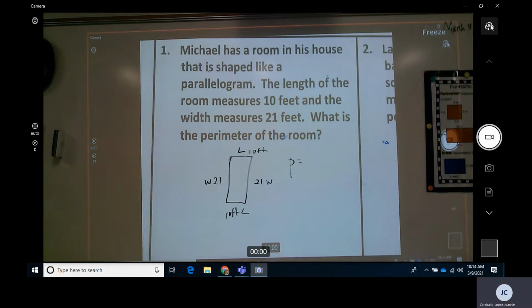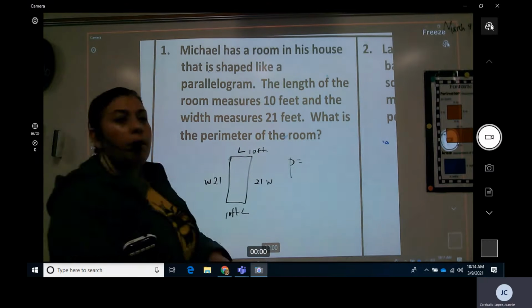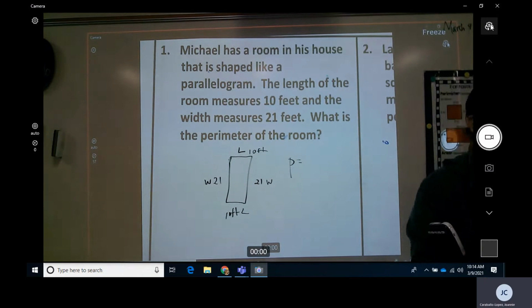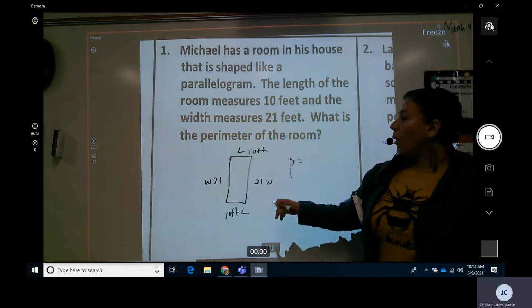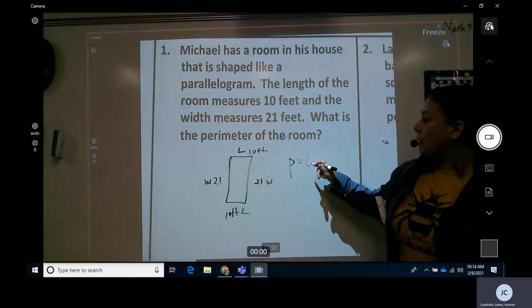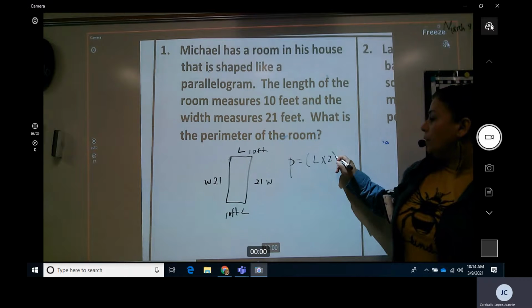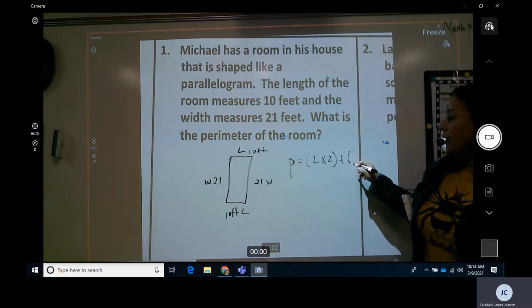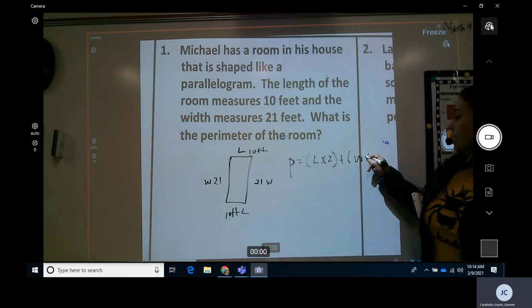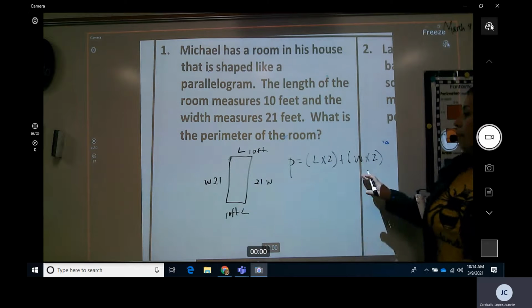All right, do we have an answer? Yes. What's my perimeter? 52. All right, so what did I have to do here, guys? I had to add, right? But let me show you something about the distributive property of multiplication. When we're talking about the distributive property of multiplication, this is going to be our formula: L times 2, close the parentheses, plus parentheses, W, which is my width, times 2, close the parentheses, and I'm going to solve for that.